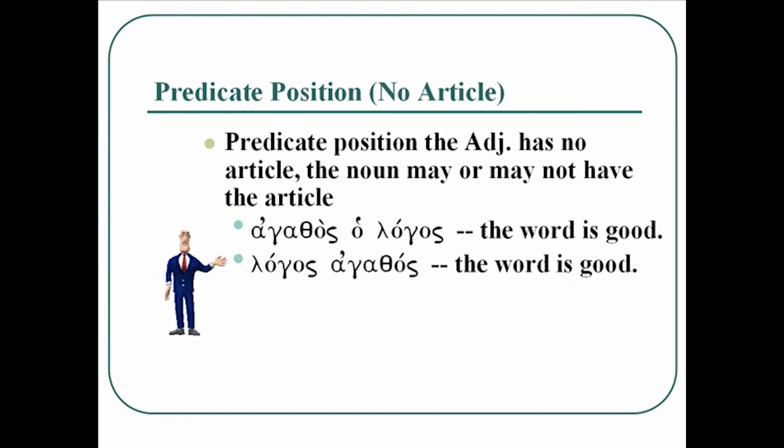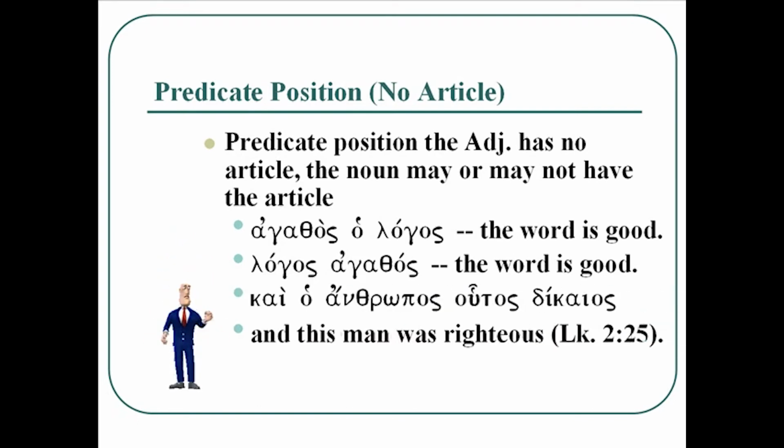Agathos can also be written Lagos agathos. The word is good. Now the logos does not have the article with it. An example of this can be seen in Luke 2:25, kai ho anthropos houtos dikaios. And this man was righteous, taken as an adjective in the predicate position.